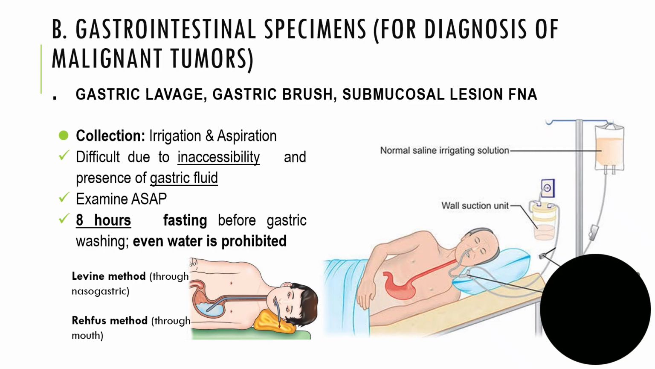So patient preparation is essential. The patient must fast for at least 8 hours before the procedure, and even water is prohibited. Any food or drink would dilute the specimen and contaminate it with food particles. So there are two collection methods named after their originators. We have the Levine method, which uses a nasogastric tube inserted through the nose into the stomach for collection. The Rehfuss method uses a tube inserted through the mouth. The choice depends on the patient's comfort and clinical preference.